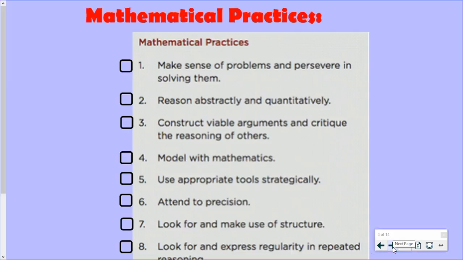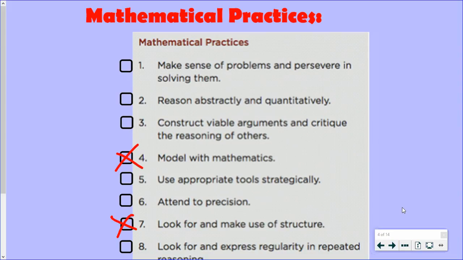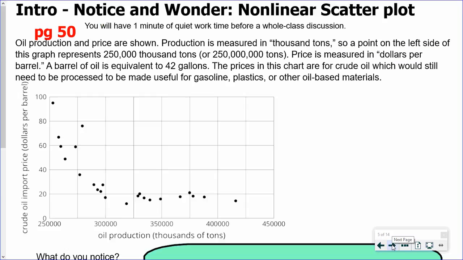As far as our mathematical practices go, we will be continuing to model with mathematics on our scatter plots and making use of structure within our scatter plots and taking a look at their associations, positive, negative, or possibly no association. We will explore that further as well.